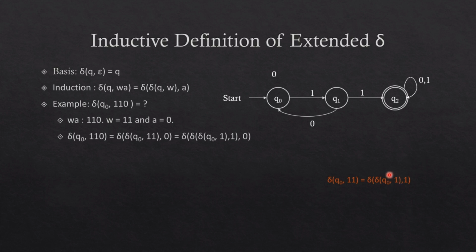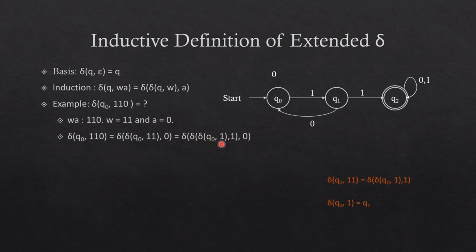And then we're going to use the output of this function here as the first argument of this entire delta function. So after breaking it down to a single symbol, this is what we have. Now we're going to start calculating.